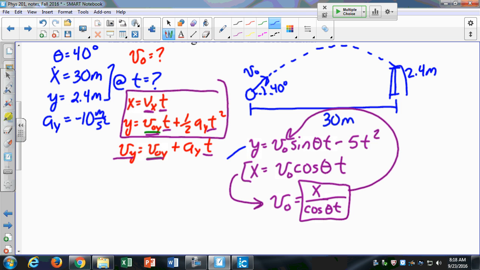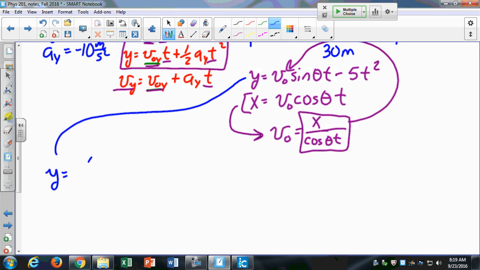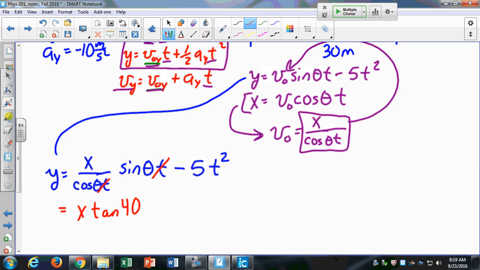And then I'm going to plug this in for v naught. So now if I do that, I get y equals x over cosine theta times t, times sine theta times t, minus 5t squared. I got that minus 5 because it's 1/2 of a. Okay? I can simplify this a little bit. I solved that second equation for v naught because it helps me get rid of one of my t's, and it makes it a lot easier to solve. So if I get rid of my t's here, and change my sine over cosine, gosh, what is sine over cosine? Do y'all remember how it's related to tangent or cotangent? It's tangent. That's good. So I have here x tan of 40, my angle 40 degrees, minus 5t squared is equal to y, and y was equal to 2.4.